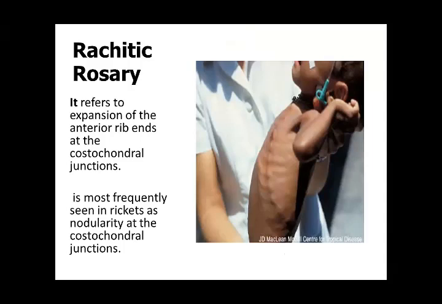It refers to expansion of the anterior rib ends at the costochondral junctions. Look at the costochondral junctions. They are so much visible even now. Most frequently seen in rickets as nodularity at the costochondral junction. You can see that very clearly.